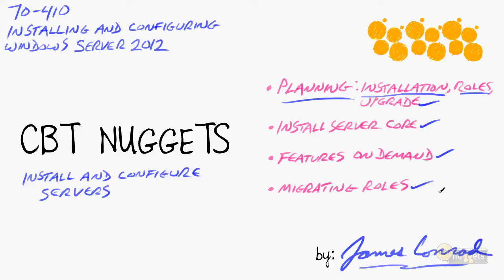Also, we took a look at migrating roles. Remember, this can be very handy when you want to take a role or a feature or anything else that's configured on an older machine and migrate that over to a newer Windows Server 2012 computer, particularly for machines that you cannot upgrade, such as a 32-bit Windows Server 2003 server.